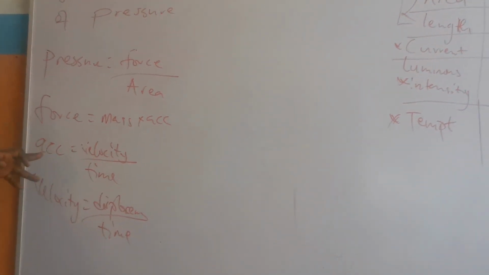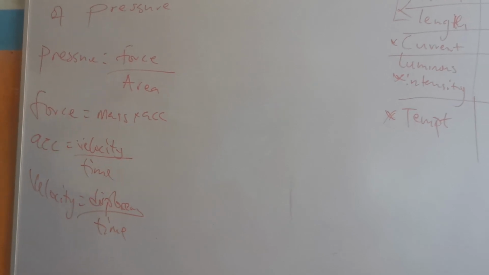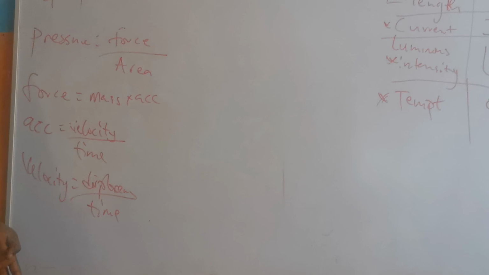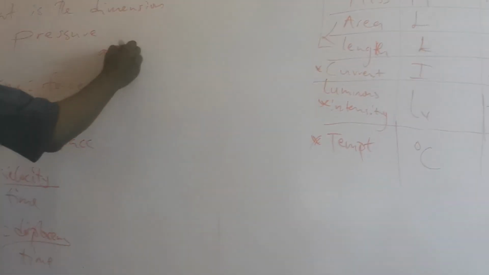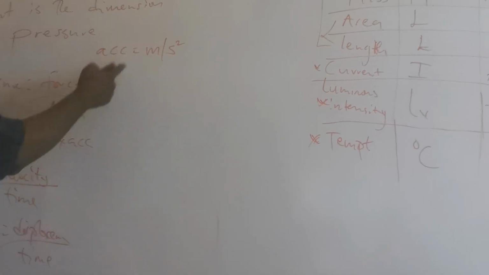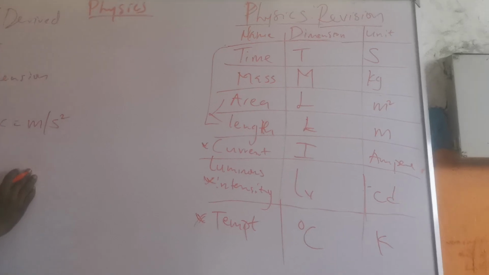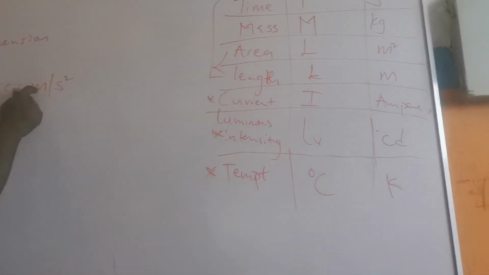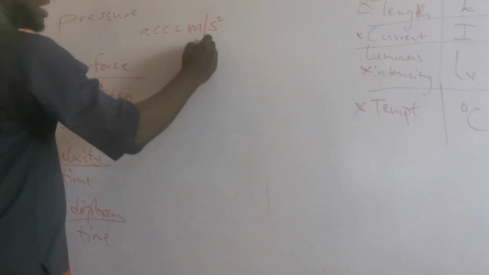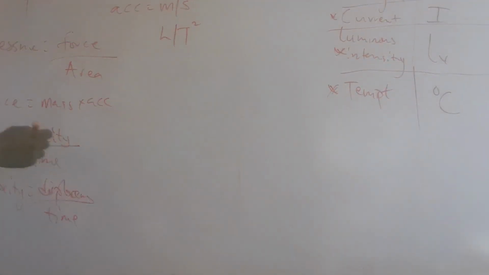For example, this acceleration, you should know the unit of acceleration is what? Meter per second squared. So you can easily convert it to dimension, right? When you say acceleration is equal to meter per second squared, what is the dimension of meter here? Length. That will be L per. The dimension for seconds is what? Time. T squared. So you see it now?